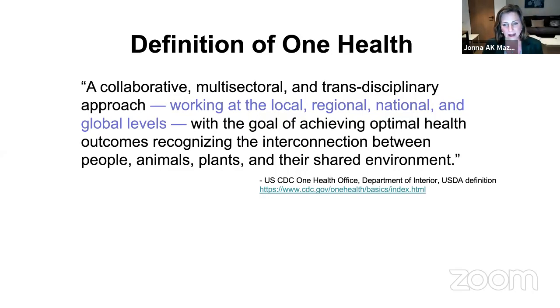I'm pleased that a definition of One Health is becoming more consistent and workable. And this definition is the one that I like to use: a collaborative, multisectoral, and transdisciplinary approach, working at all levels, local, regional, national, and global, with the goal of achieving optimal health outcomes. And really critically recognizing the interconnection between people, animals, plants, and their shared environment.